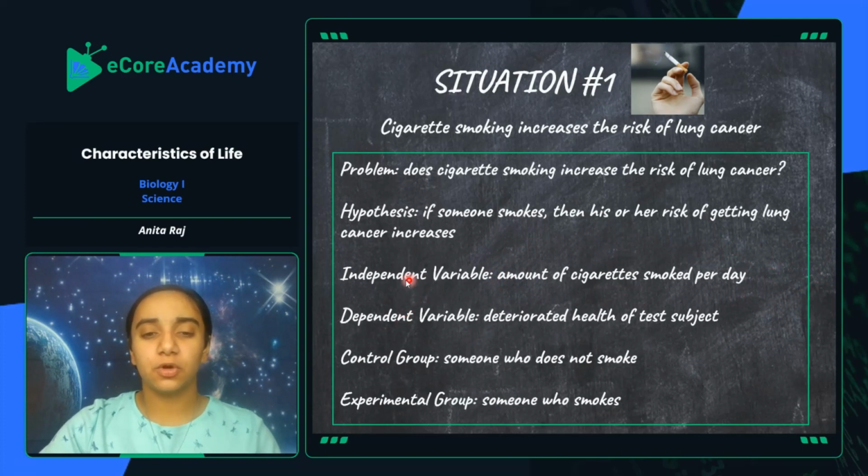The dependent variable, or the responding variable, this is what we cannot control. Remember, this is what is responding to the independent variable.